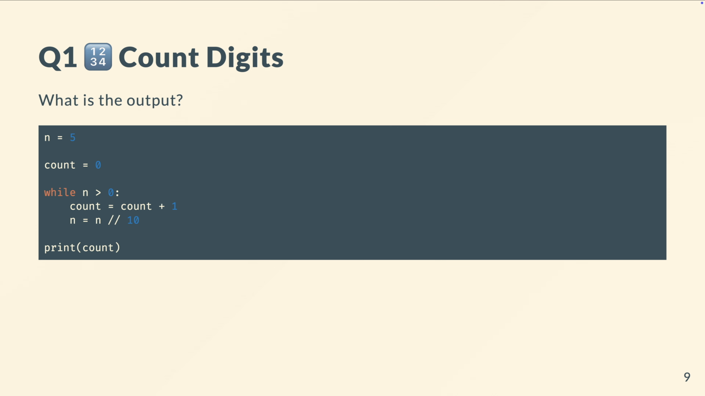Now it's your turn. Look at the code. The input n equals 5. We use the same program to count digits. What will be printed? Pause the video and solve the problem.